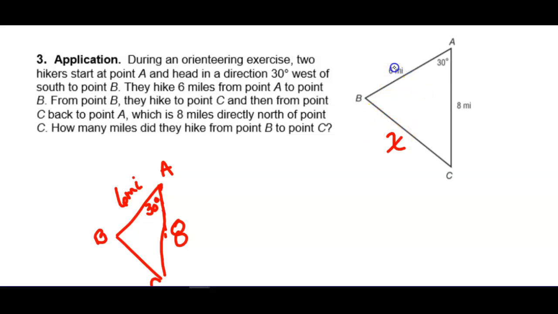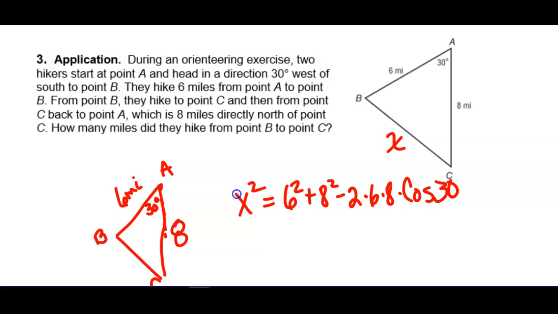So we have two sides and an angle in between, so we're just going to go 6 squared plus 8 squared minus 2 times 6 times 8 times the cosine of 30, and that's going to give us x squared, so we have to remember at the end to do the square root. Don't hit enter along the way. And I got 16.86. When I square root that, I get 4.1 miles.